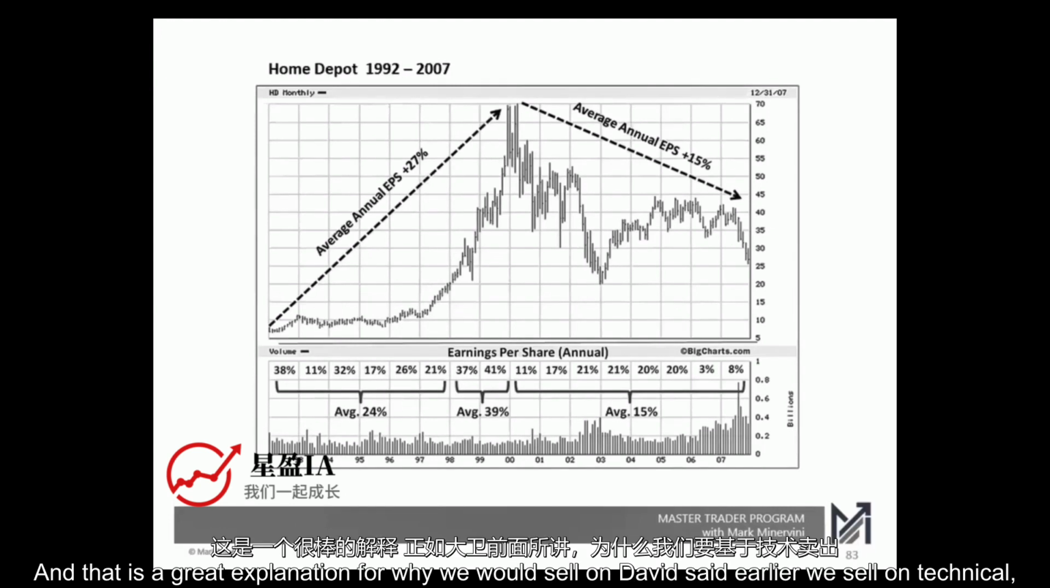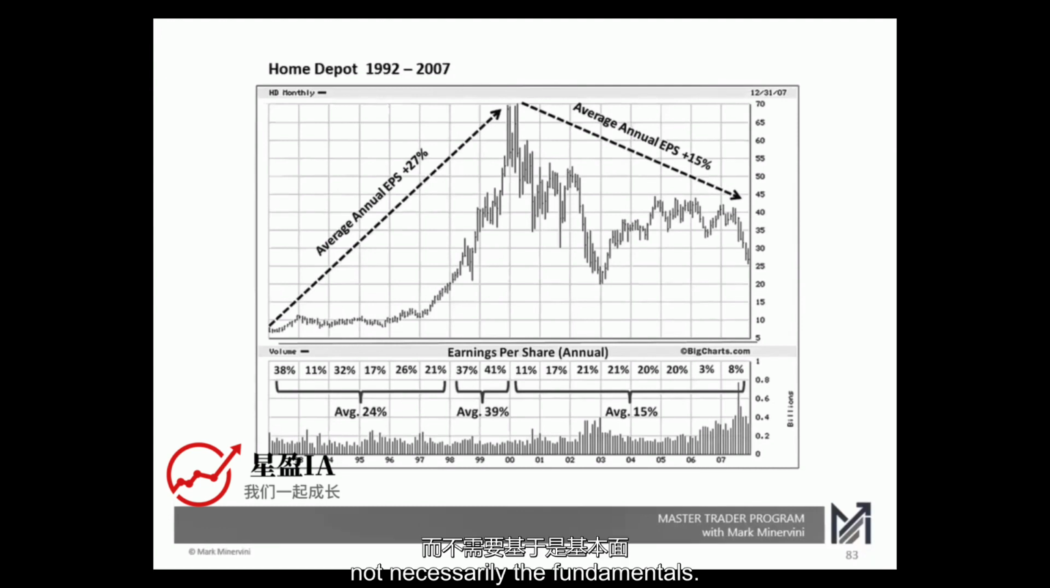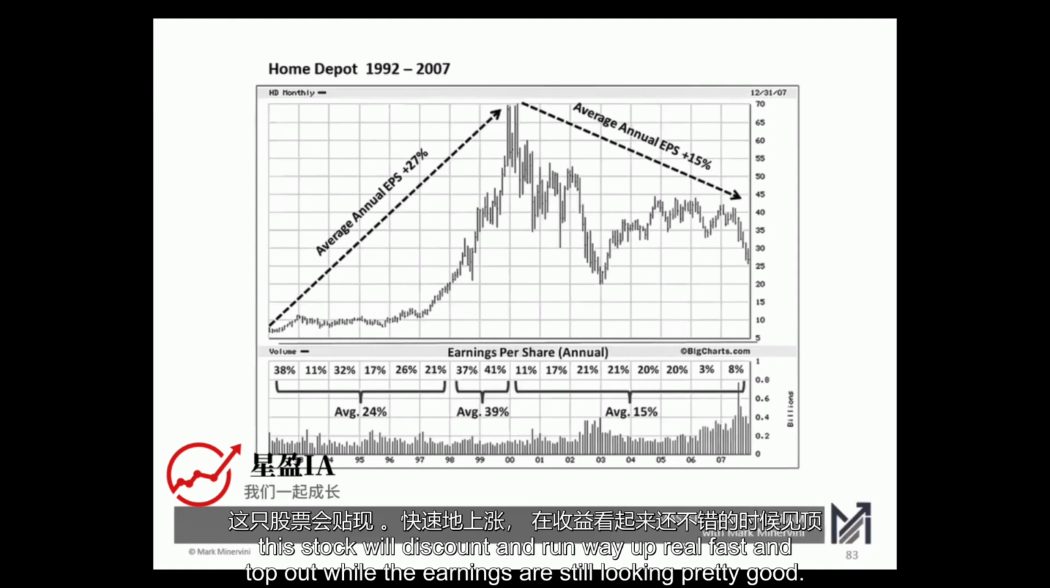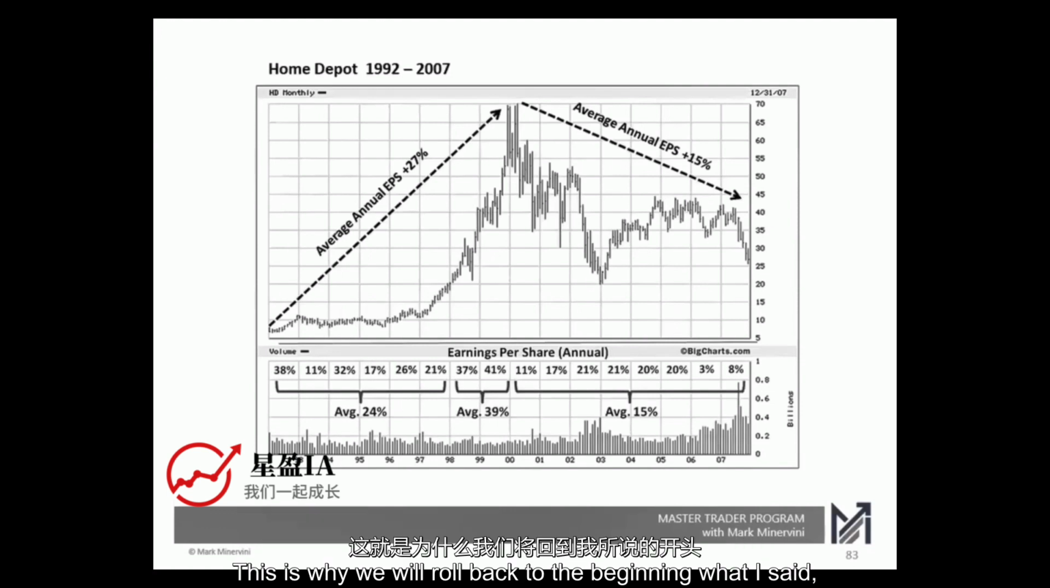Right, and that is a great explanation for why we would sell on technicals. David said earlier, we sell on technicals, not necessarily the fundamentals. We don't wait for the fundamentals if the stock's topping, because what happens is, like Dave said, this stock will discount and run way up real fast and top out while the earnings are still looking pretty good. And this is why, when we roll back to the beginning, what I said: never trust the numbers, never trust the story unless it's confirmed by the price.